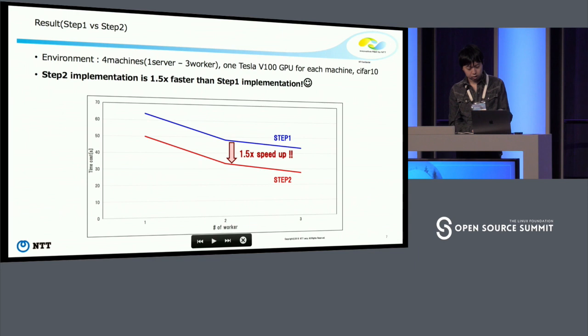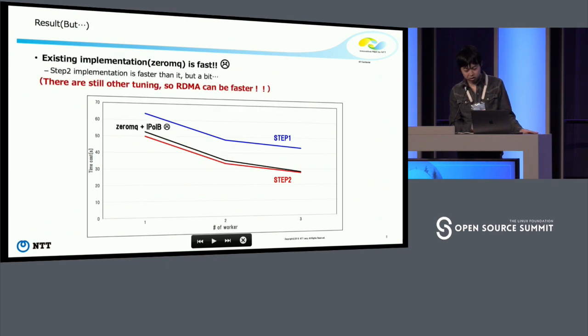And as a result, step 2 is 1.5 times faster than the step 1 implementation. I'm very happy, but the existing implementation is also fast, the same as step 2. But there are still other tunings, so RDMA can be faster. So I hope the next step 3 implementation is faster than the existing implementation.